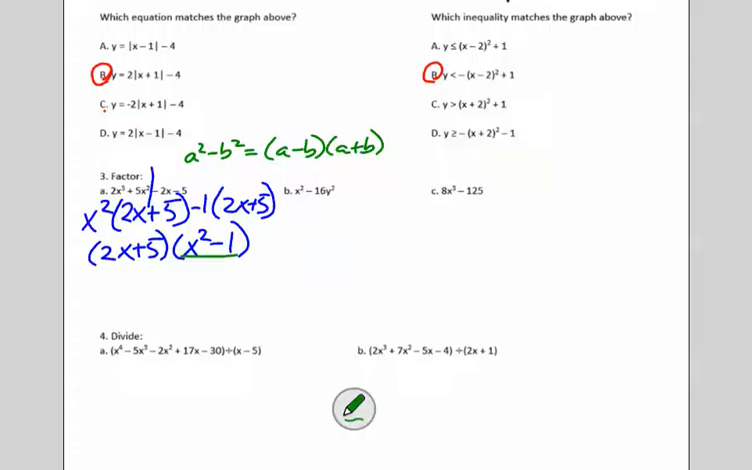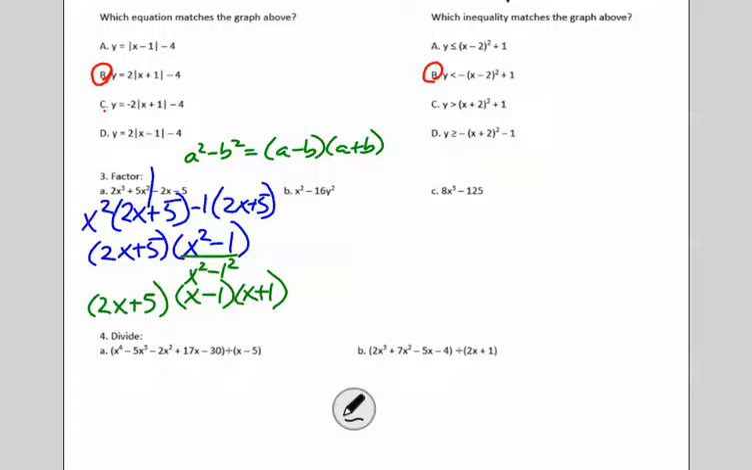So I can rewrite the x squared, well, it's still x squared, and 1 is the square of 1. So that means that my a is x and my b is 1. So my first factor is still 2x plus 5. And then I'm going to factor my difference of squares as x minus 1 times x plus 1.